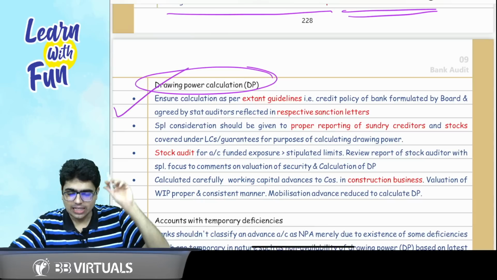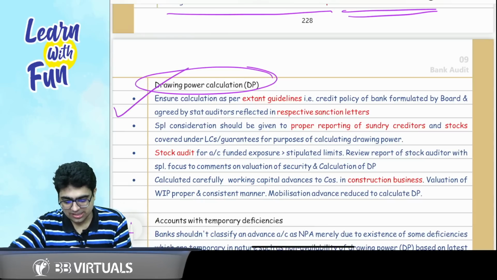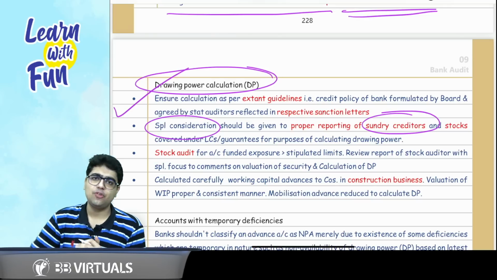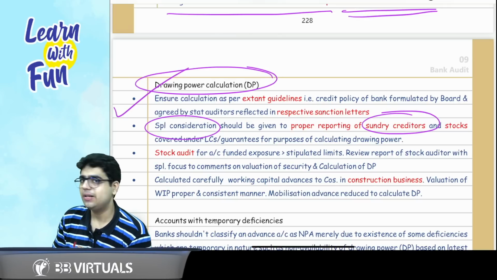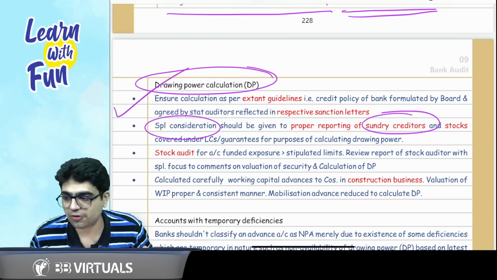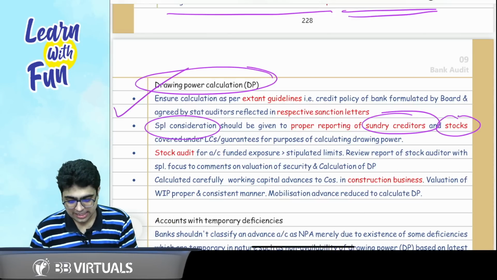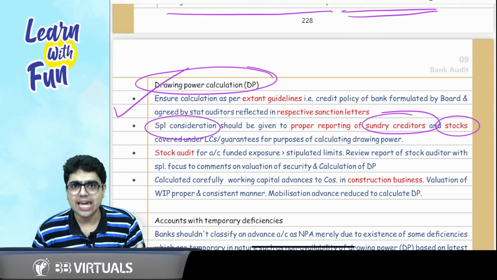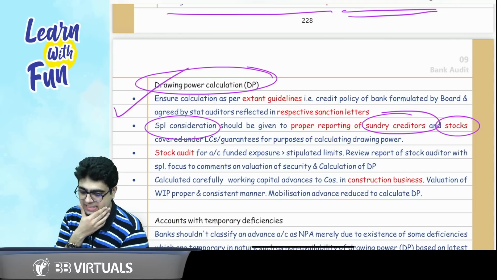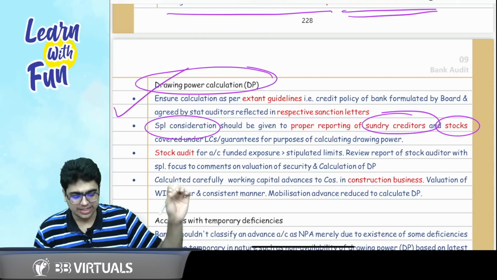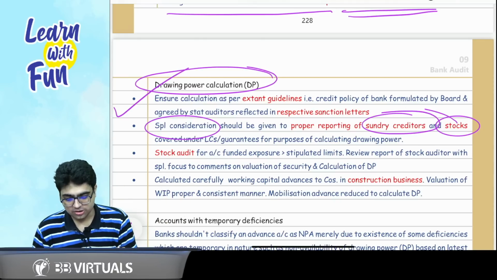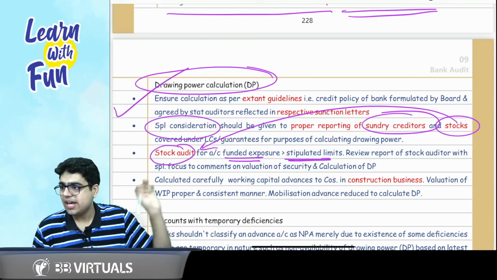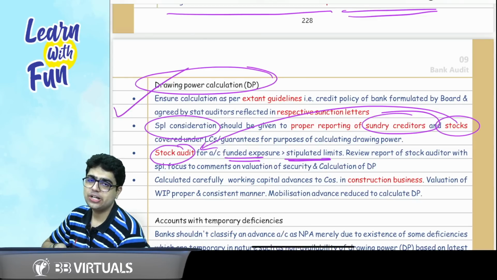Plus, special consideration should be given to the sundry creditors. Sir, why so much special treatment for the sundry creditors? My God, it is current liability. My friend, it is current liabilities and stocks that need to be given special consideration because the game is all about working capital. So special consideration should be given to proper reporting of sundry creditors and stocks. And for stocks, you need to do a stock audit if the funded exposure is more than the limit.